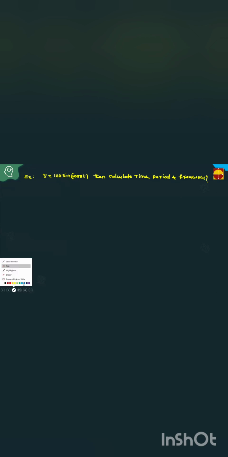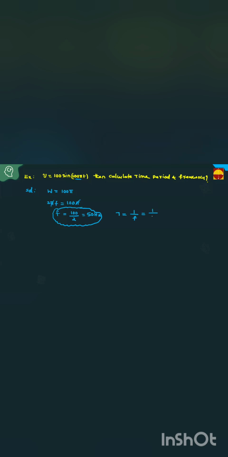In this case, what is the time period and what is the frequency? What is omega? The total coefficient of t is omega, which is 100 pi. So 2 pi f equals 100 pi, in sin omega t form. Then pi cancels. f equals 100 by 2, that is 50 Hz. Frequency is defined for one cycle. Then time period equals 1 by frequency, 1 by 50, which is 20 milliseconds.